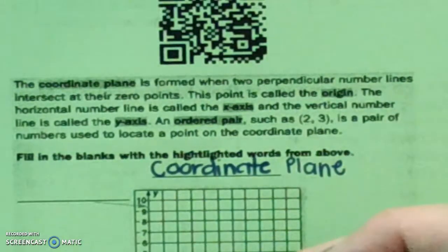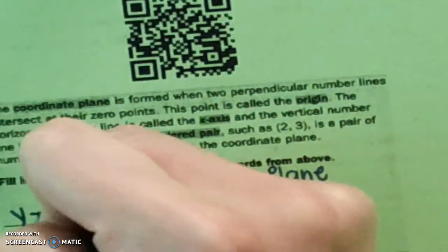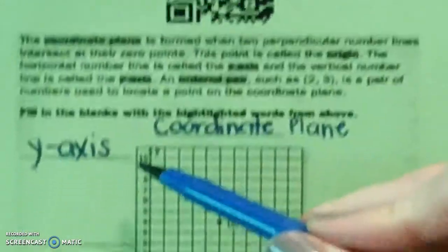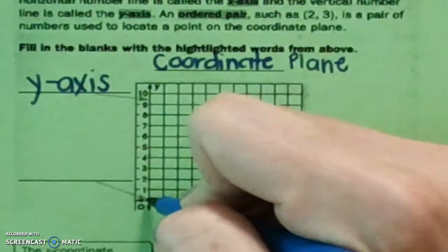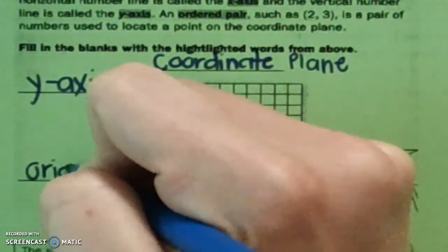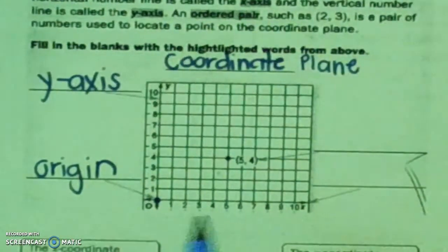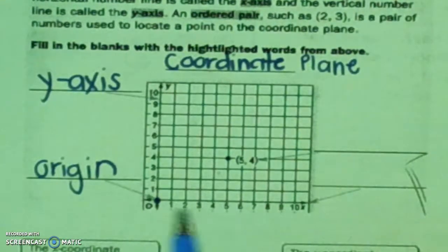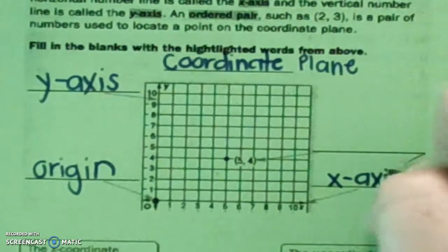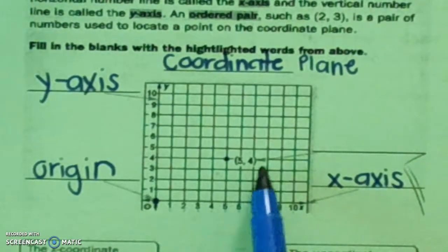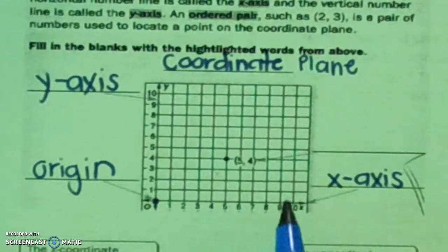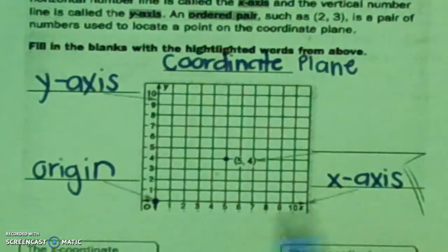Okay, this line right here is called the y-axis. Not axis, sorry. It goes straight up and down. This point where 0, 0 is called the origin. Good job. This line that goes this way, what do you think that's called? X-axis. Who thinks they know what this is called right here? The something pair. Logan? Ordered pair.